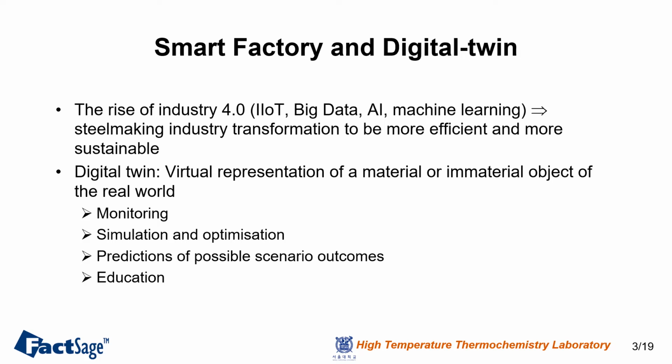One of the key components in the smart factory is the digital twin, which can exactly simulate the plant operation. So by using this kind of digital twin, we can monitor what can happen in the plant, and also we can do the simulation and optimization of the process. And also we can do any kind of prediction of the possible scenario outcomes. And many companies also want to use this digital twin as an education tool for their new employees.